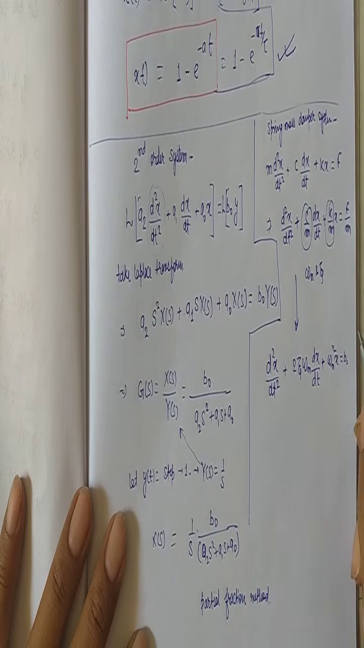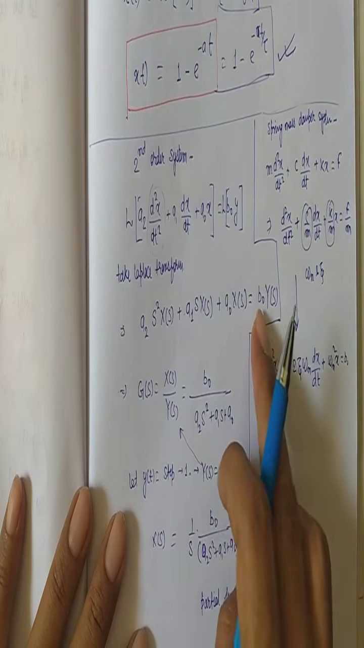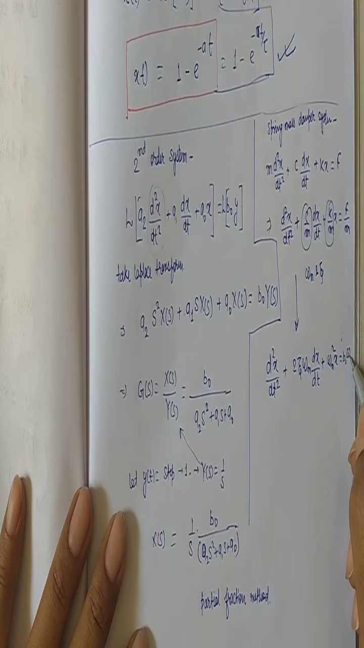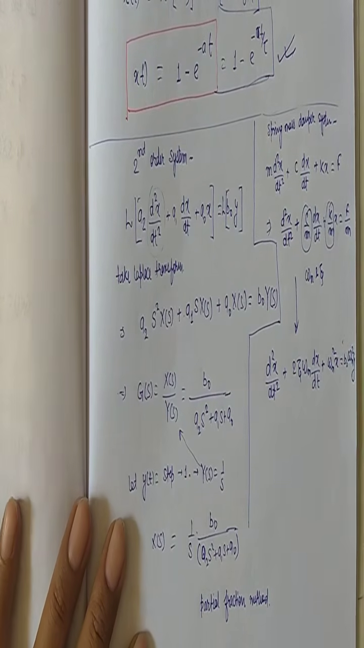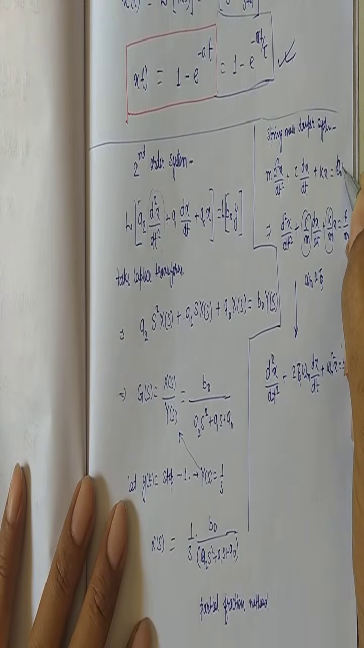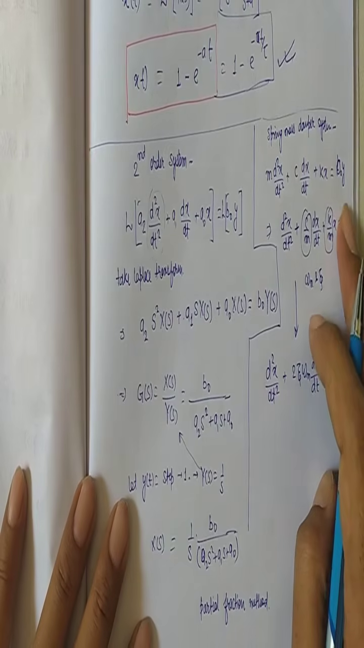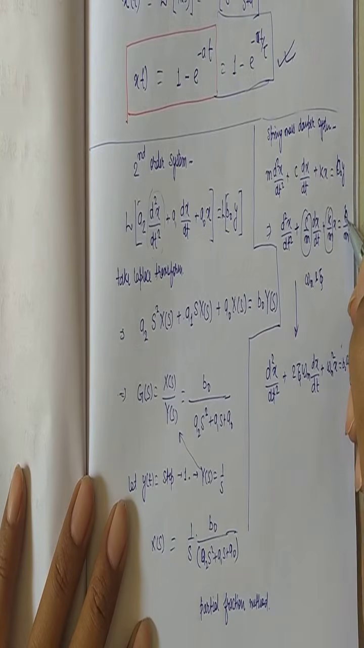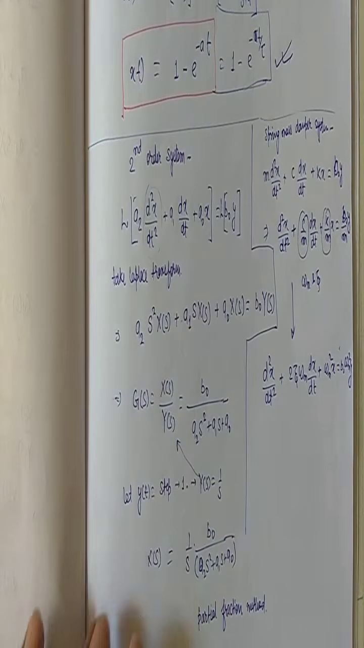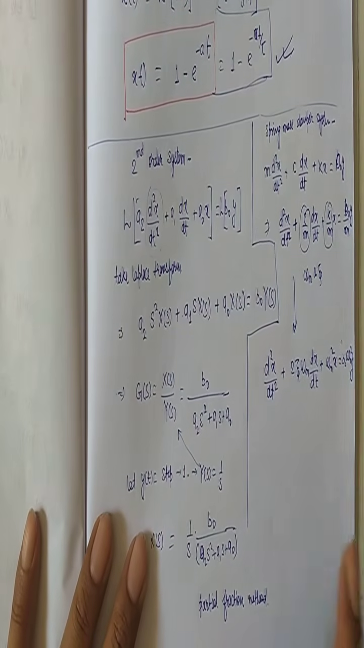b naught omega n square y, if you talk in terms of this. So let's suppose, not f, b naught y was here, right?